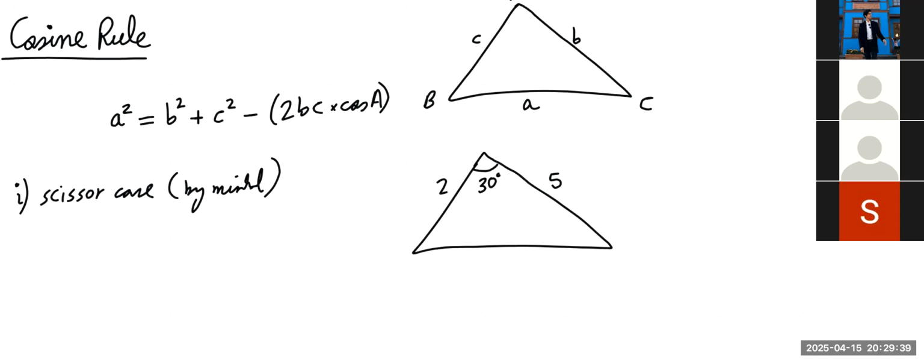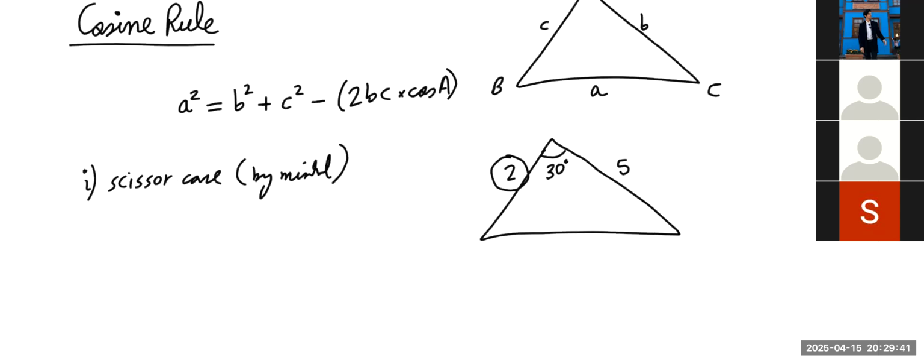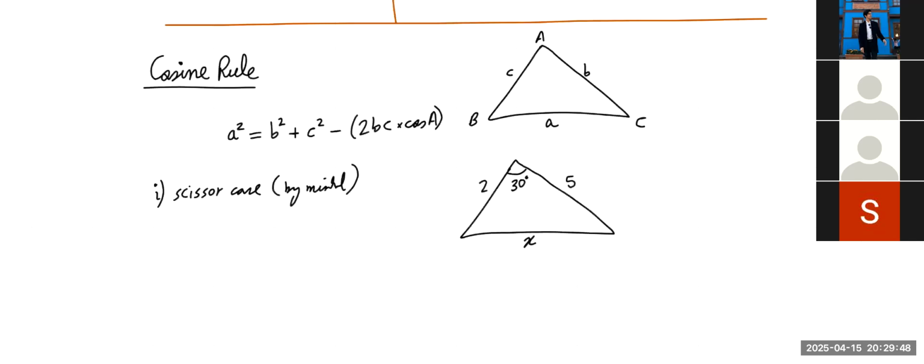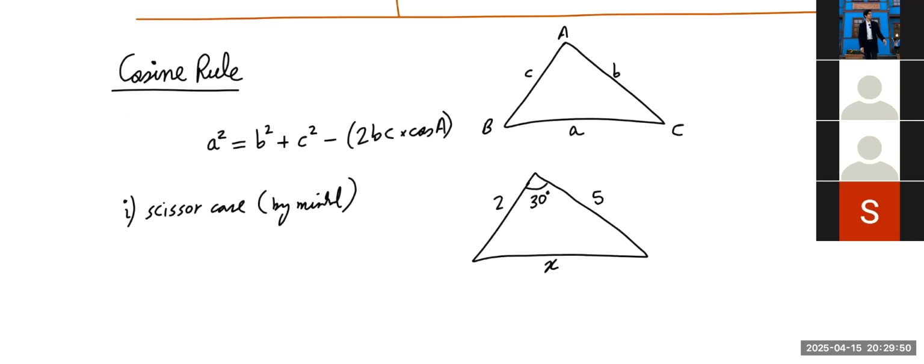Anyways, so you know the two sides and the angle between them. That is the first case. You can find this missing side by using the formula. Now, a lot of students get caught up trying to match the letters to the sides. I don't like that. Simply do it this way.